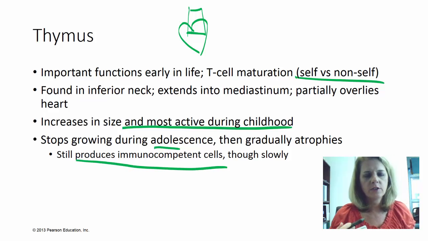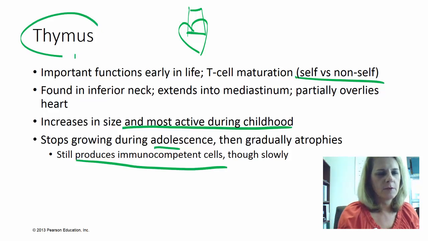If you can find it, you're still making some cells, but they're really slow. So again, it's really hard to find a thymus. When I've done cadaver labs, we always look, and I know it should be there, but it's really hard to find on a 90-year-old cadaver.